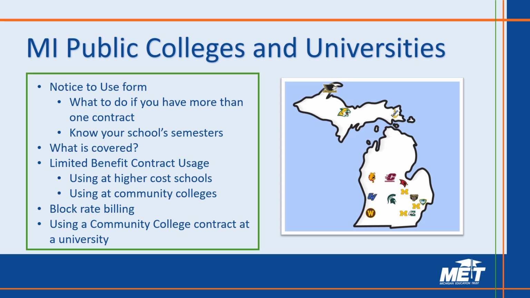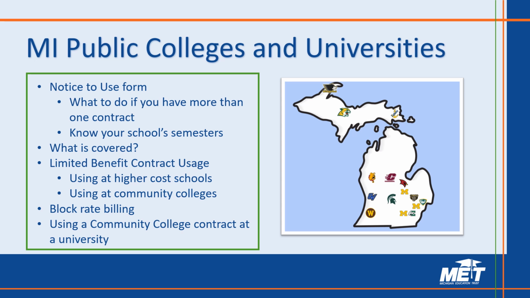Make sure to include the correct semester on the Notice to Use form. If your school calls the January semester spring and you want to start using your MET for that semester, don't put down winter on the form. That may result in your contract information not being received by your school.